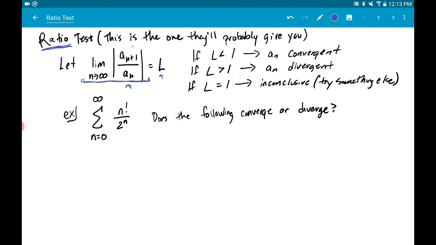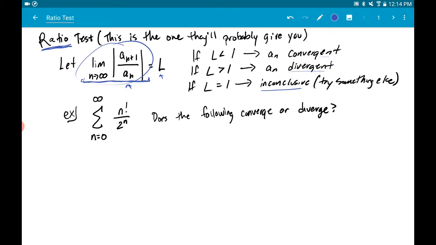Once you have that limit evaluated, if L is less than 1, then the conclusion is it's convergent. If L is greater than 1, then we conclude that it's divergent. And if L happens to equal 1, then we're going to be grumpy because it's inconclusive and we have to do something else. Let's see it in action, then we'll go back and talk about the notation here because, again, it's scary at first.